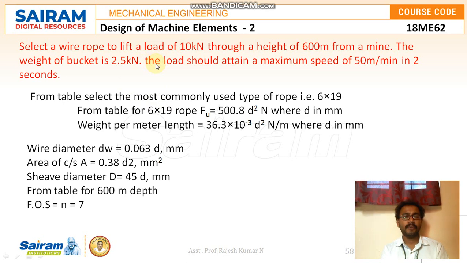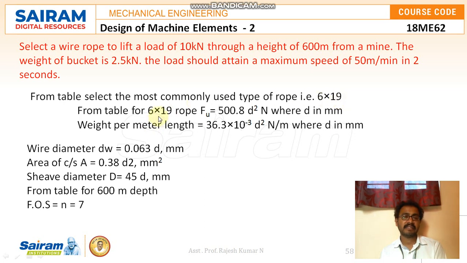Select a wire rope to lift a load of 10 kilonewton through a height of 600 meter from a mine. The weight of the bucket is 2.5 kilonewton. The load should attain a maximum speed of 50 meter per minute in 2 seconds. Here they have not mentioned the type of the rope. Whenever it is not mentioned, we can always assume the type of the rope is 6 cross 19. That is 6 strands, and each strand consists of 19 wires. That is the meaning.